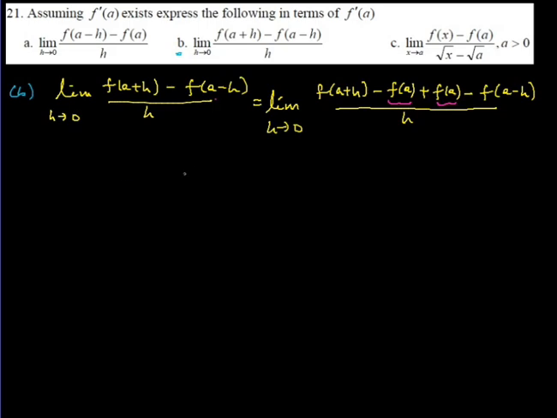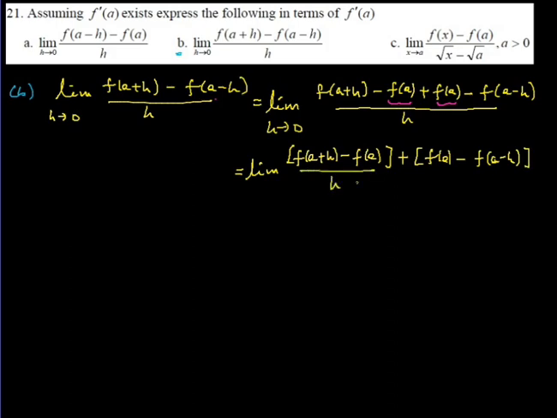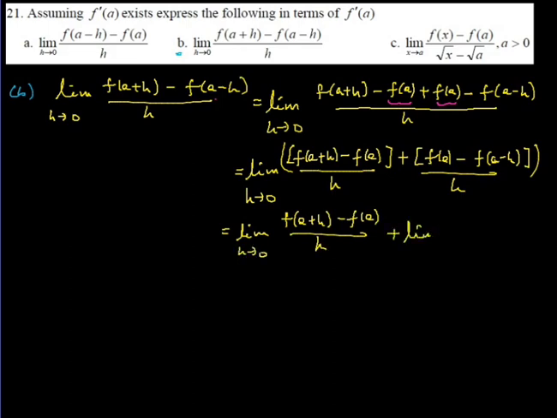So we can write this as the limit of f of a plus h minus f of a, plus f of a minus f of a minus h, over h. You can take the limit for each part separately as h approaches zero. So this is the limit of f of a plus h minus f of a over h as h approaches zero, plus the limit of f of a minus f of a minus h over h as h approaches zero.